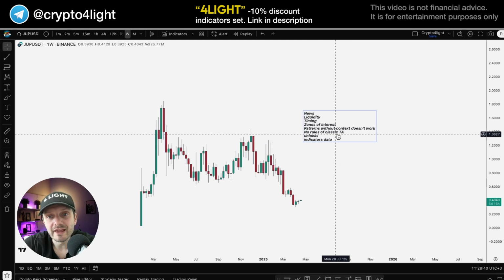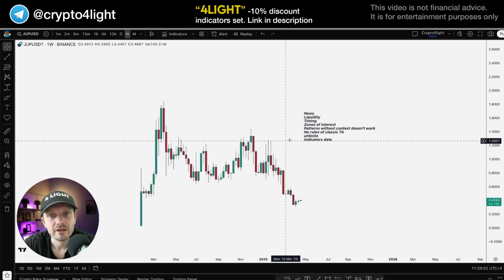No rules of classic TA, so there are no rules. Our brain always tries to build logic and some rules. So if this, I do this. If this, I do this. It doesn't work like this. It's always dynamic. Unfortunately or fortunately, I can't know.